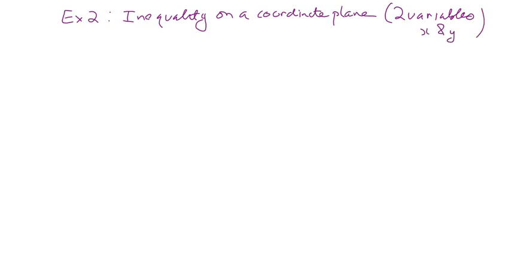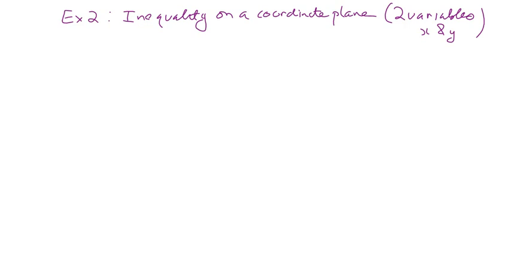Okay, so this will be two variables, x and y. Okay, so what's the inequality? Well, okay, so first off, how are we going to do this? So first thing we're going to do is isolate the y on the left-hand side of the inequality. Okay? We're then going to draw a boundary line, which is the line y equals, right?